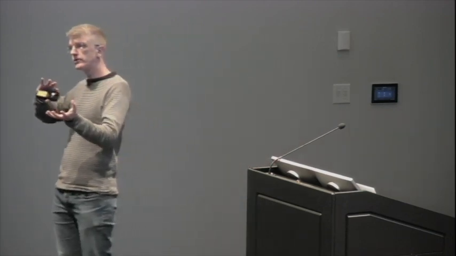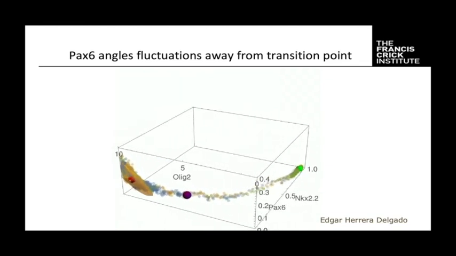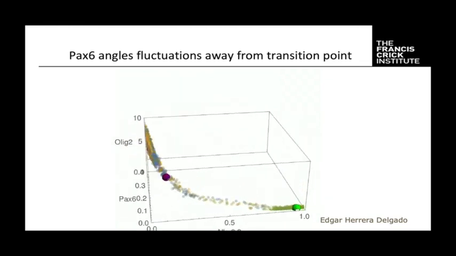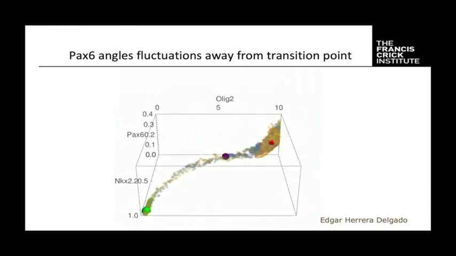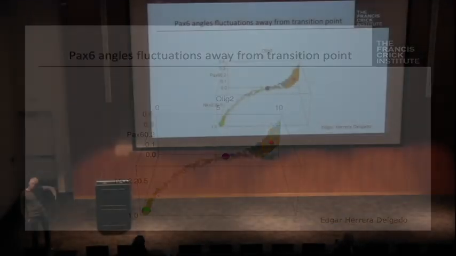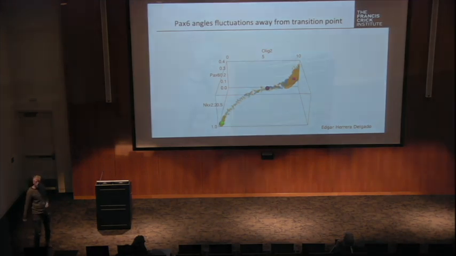If we look at the structure of noise, the shape of the noise in the wild-type simulations, you can see that noise results in cells fluctuating around the OLIG2 steady state. But what you can notice is that the angle of these fluctuations isn't directly towards that transition point, but it's slightly angled away from it. And it's angled away from it in the PAX6 dimension. So that means cells are fluctuating around that, but they're not fluctuating directly towards the transition point.